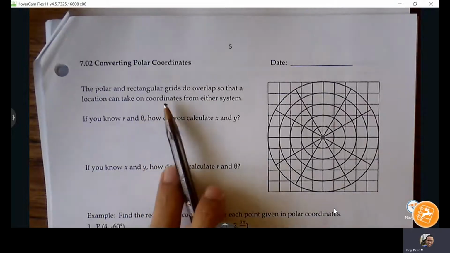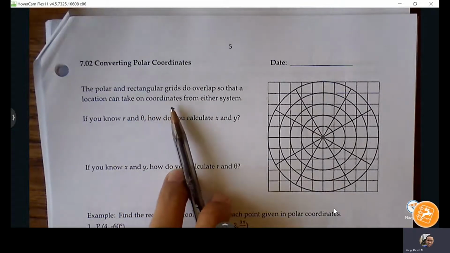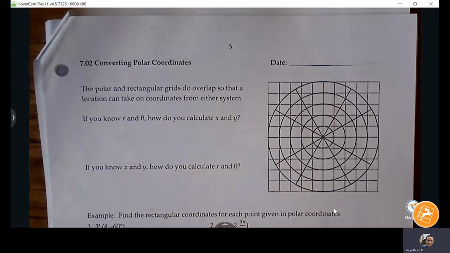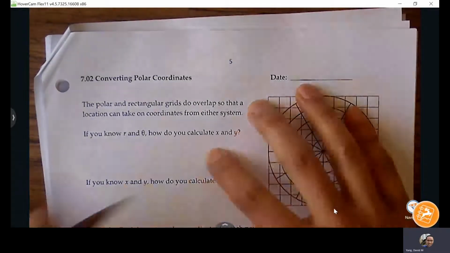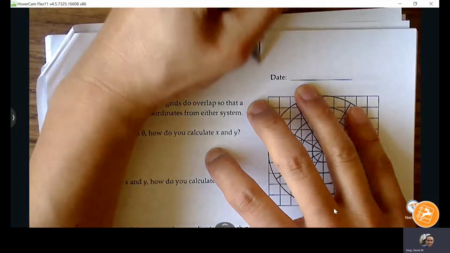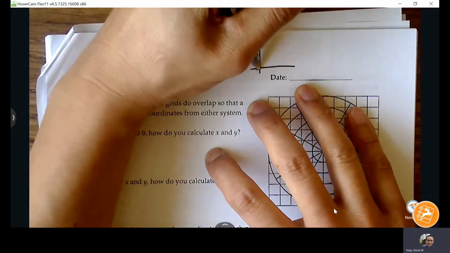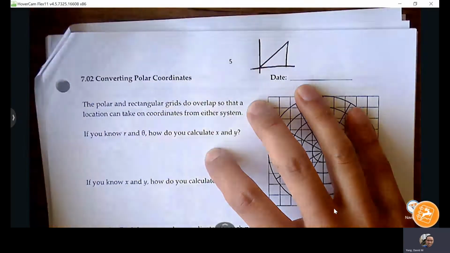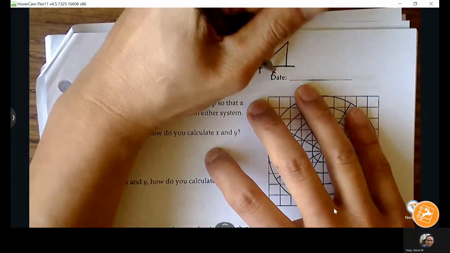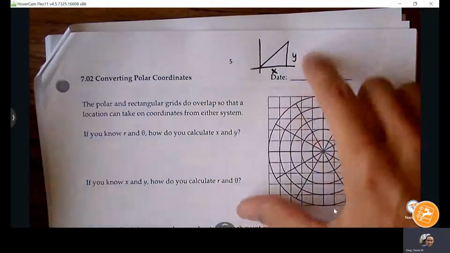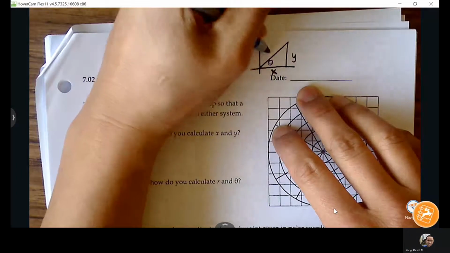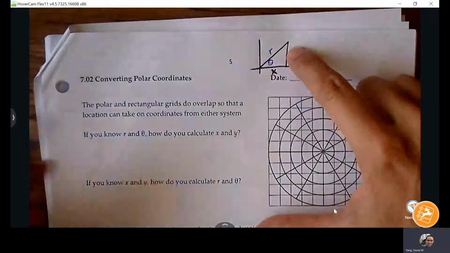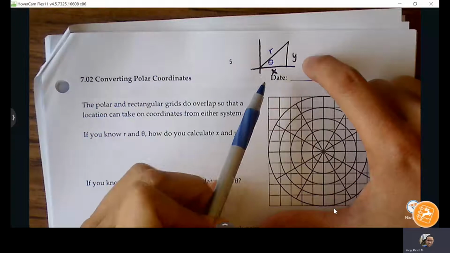So polar and rectangular grids do overlap, so that location can take on coordinates from either system. We can see that full relationship just by looking at a right triangle. Okay. So at the top here, I'm going to have you draw a right triangle in the first quadrant. X and Y would be your rectangular coordinate. And then theta and radius will be used to help you find a polar coordinate.